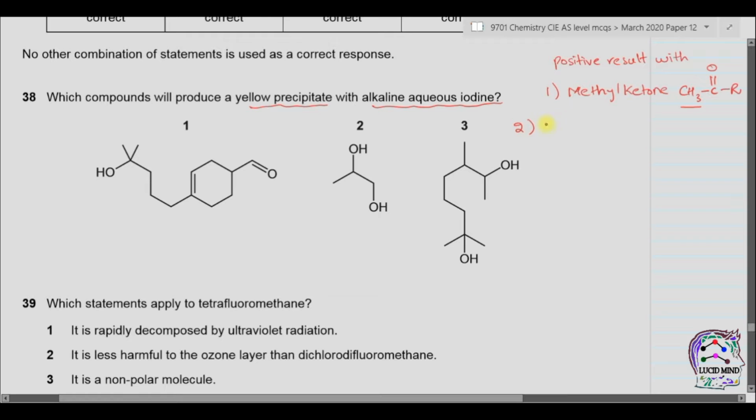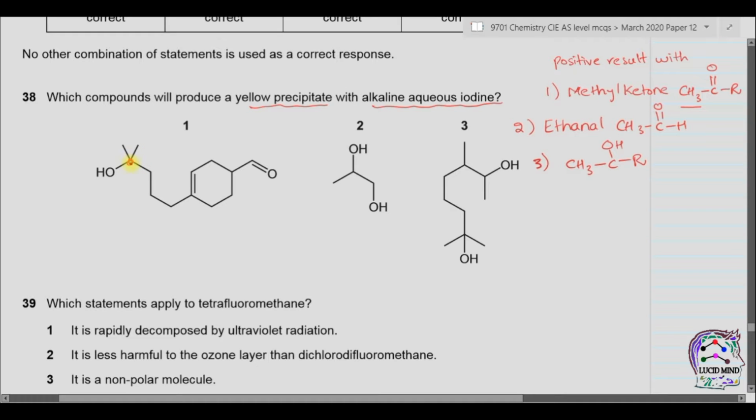Second is ethanal, CH3 C double bond O H. So this one gives positive result with aqueous iodine. Third one is with the secondary alcohol group. So we have CH3 CHOH and R. If these three types of compounds are present, then always a yellow precipitate is formed. So let's see which one of these is present in the given compounds.